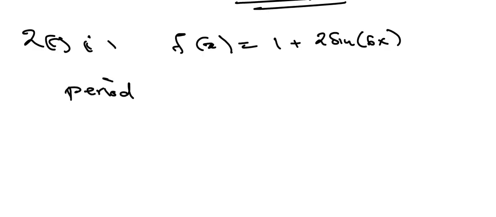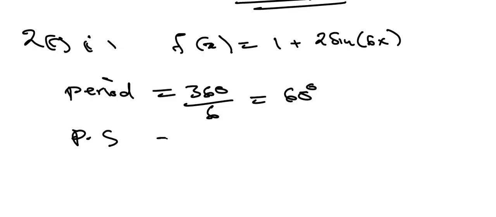Then the last question is C, 2c1. They're saying f of x is equal to 1 plus 2 sine 6x. So before you even look at your question, follow the rules on what you're supposed to get. The period is simply going to be 360 divided by the b, which is 6. So this is going to give us 60 degrees. Phase shift is 0 here, so you say x is equal to 0.